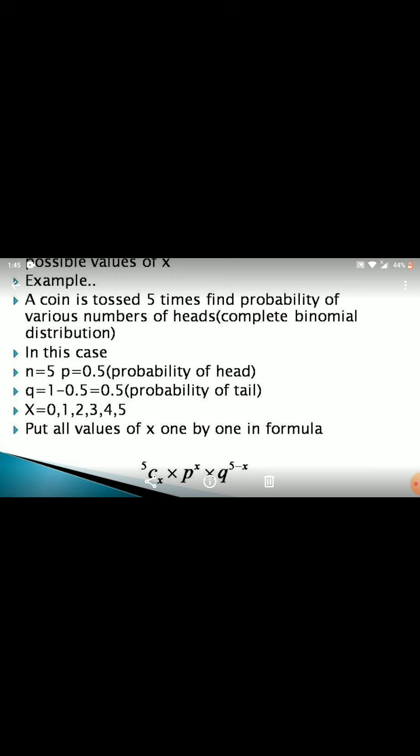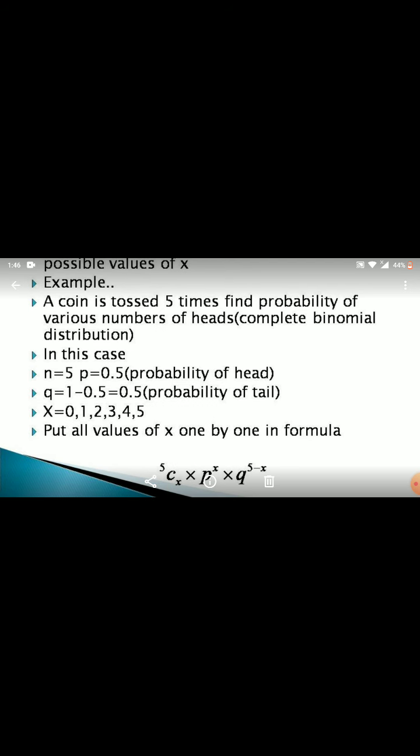Now put every possible value of x. First put 0. You will get an answer, then put 1, you will get another answer, then 2, 3, 4, 5. इसके अंदर आप फॉर्मूले में वैल्यू सब्स्टिट्यूट करते जाएंगे and you will get your 6 answers for this question, and you will get the complete binomial distribution, or you will get the probabilities of every possible x. Putting values of x one by one, first put 0, then 1, then 2, then 3, then 4, then 5. You will obtain the complete binomial distribution.